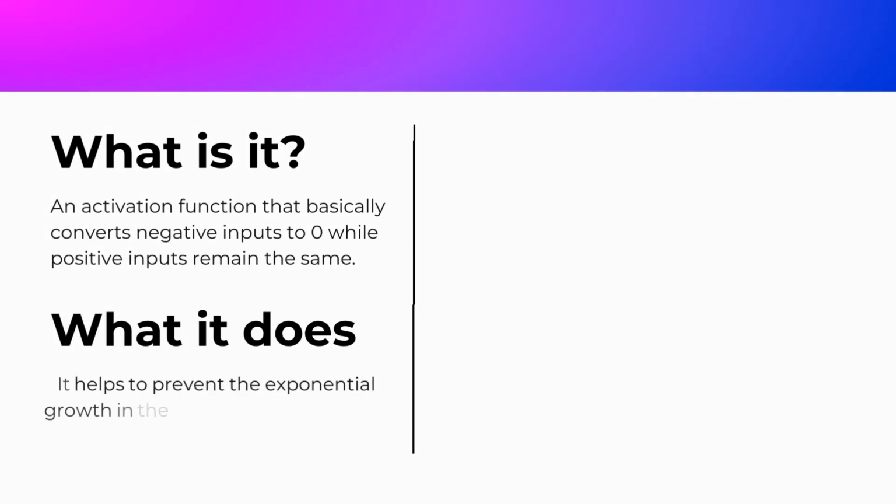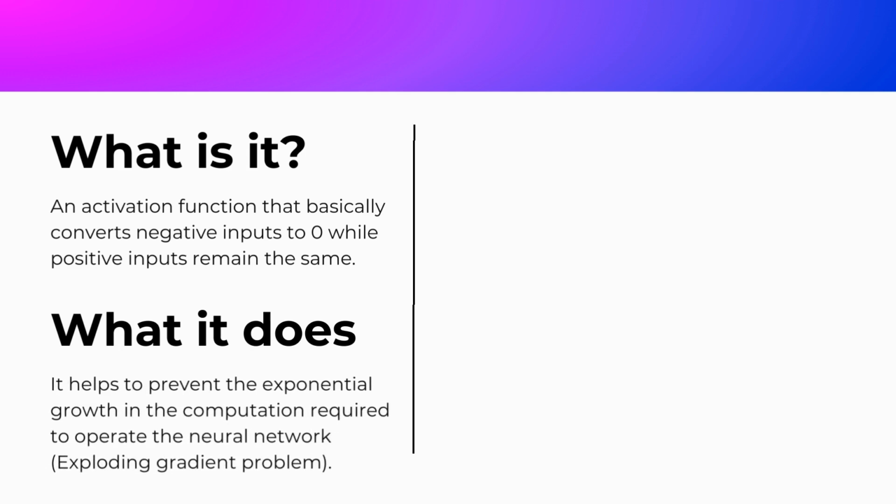So what does it do? ReLU helps to prevent exponential growth in the computation required to operate the neural network. This causes a problem called the exploding gradient problem if ReLU is not used. This is whereby the gradients, which update the weights, are large. This makes their multiplication way too large over time, whereby it takes longer processing time and requires more processing power, making it more difficult to train and test a model.